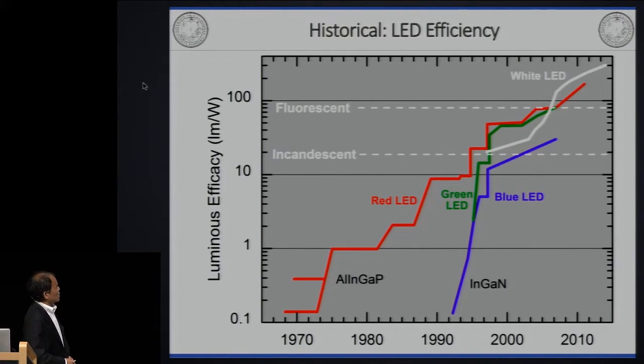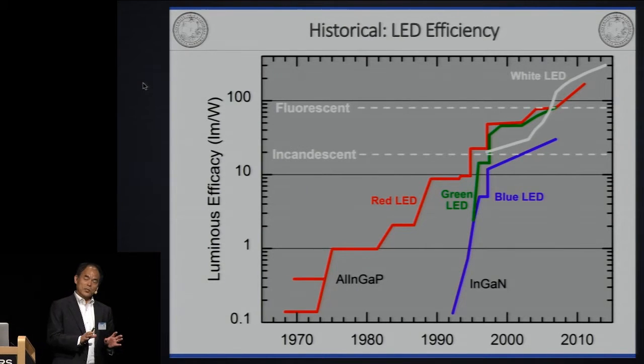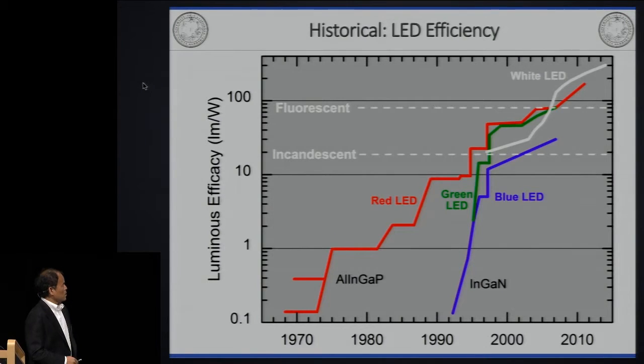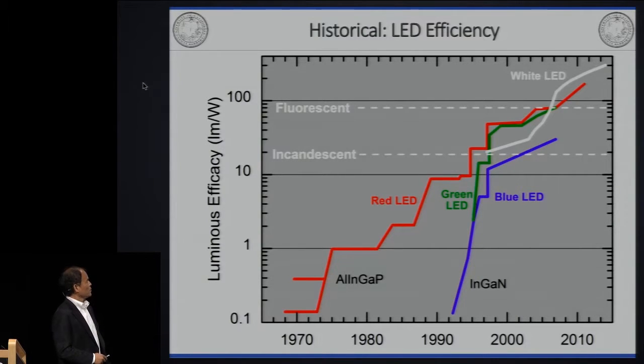Efficiency of LED as a function of developed years. Basically, the red LED was invented in the 60s, and the efficiency of red LEDs increased like this. But the material, I told you, emission color is determined by the materials. In the case of red LEDs, now people use aluminum indium gallium phosphide, but initially they used a different material.